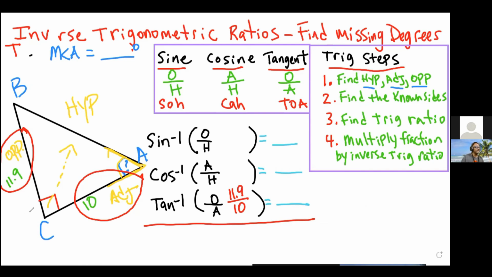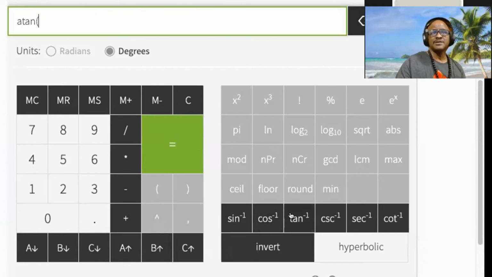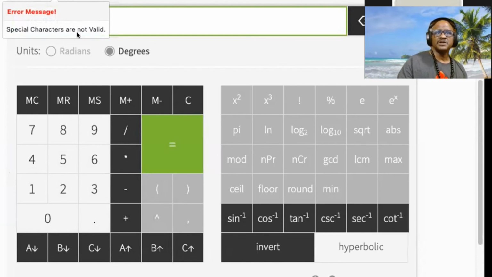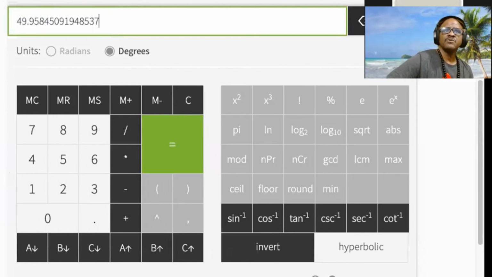All right, let's just go to our handy dandy calculator. I'm going to go ahead and put in tan -1 right there, right? And then we're going to go 11.9 divided by 10. Sometimes you get that error message. Don't worry about that. Just finish your problem, put your equal sign, and it'll go away in a second, and then you'll have your answer right there, 49.95.